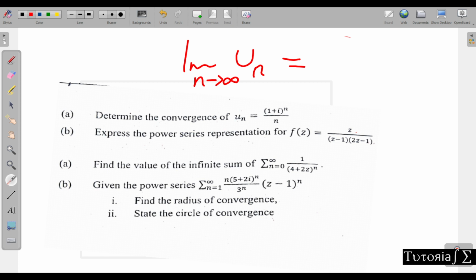A sequence is a function whose domain is a set of positive integers, and image or range is a set of complex numbers. Then a series is just the sum of the image, not the domain, the image. So the difference that you notice is that a series will have summation in front of it. We're talking about a series. A sequence will just be a function like this one. Un is equal to that.